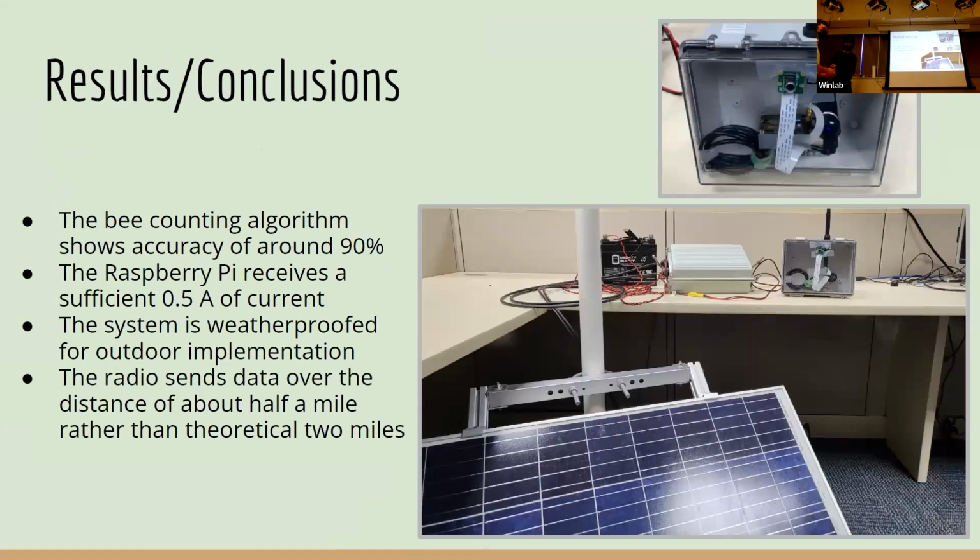As for our results, we were able to get the algorithm to be 90% accurate, and we did this using half an amp of current to power the whole system. Since this system is going to be outside near a beehive, we need to weatherproof it. In the top image, you can see our weatherproof case that has the radio sticking out and cords that need to stick out sticking out the back, and then the whole system is in the bottom picture. And we got the two radios to send data from about half a mile away from each other.